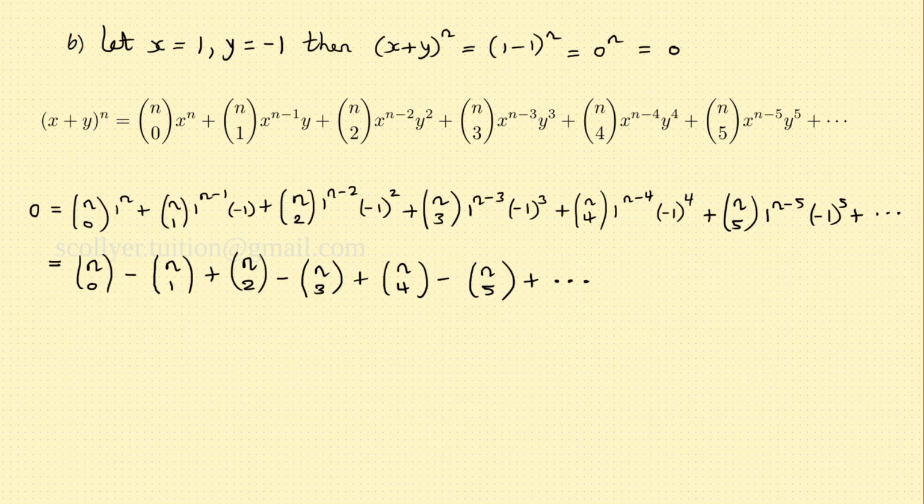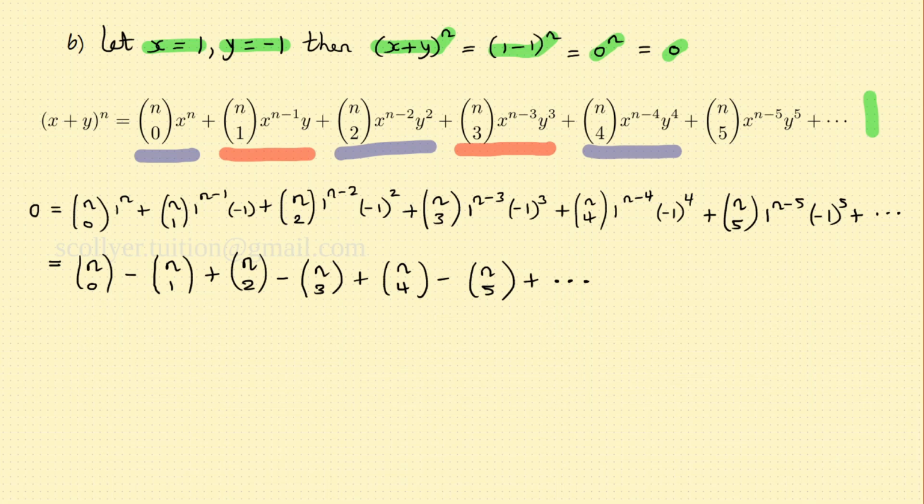And for part B, we can play a similar trick. Let x equal 1, y equal minus 1. Then x plus y to the n is 1 minus 1 to the n, which is 0 to the n, which is 0. Now here, I've written out the first 6 terms of the expansion of x plus y to the n. And we can note that these terms have even powers of y, and these terms have odd powers of y.